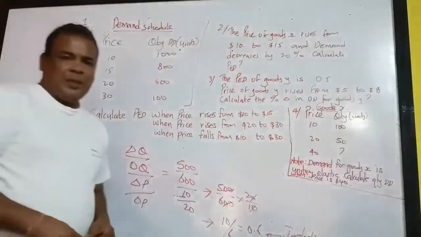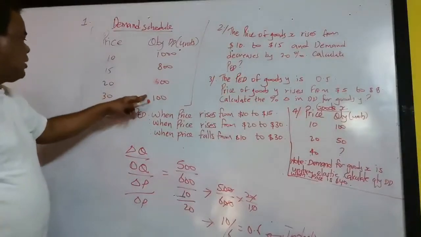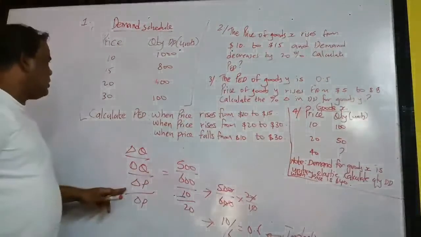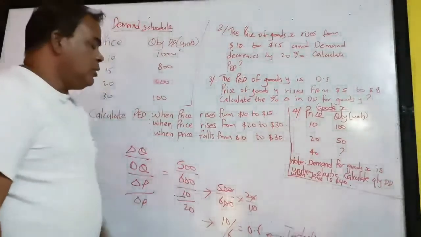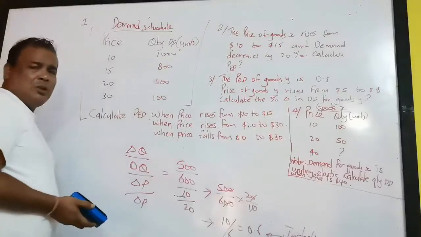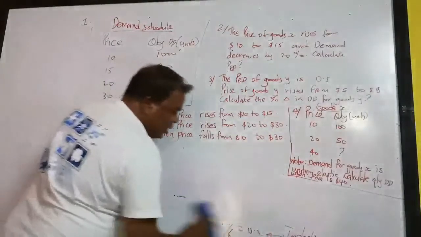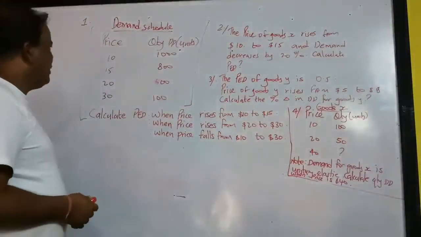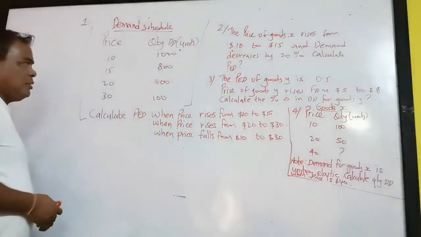Is it difficult to apply the formula? Change in quantity, 500. Original quantity, the first quantity, 600. Change in price, 10, over original price, 20. Then mathematically we can do it. The answer, that is the coefficient, is 0.6. Therefore, demand is inelastic. You still remember what we mean when we say inelastic demand: if price rises, demand will not change by a big amount. People will keep on buying.